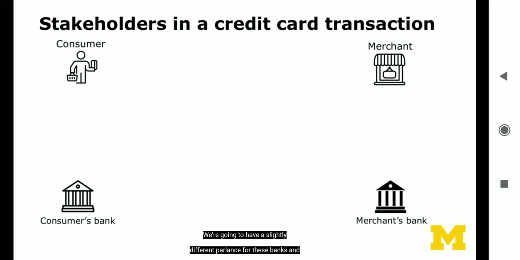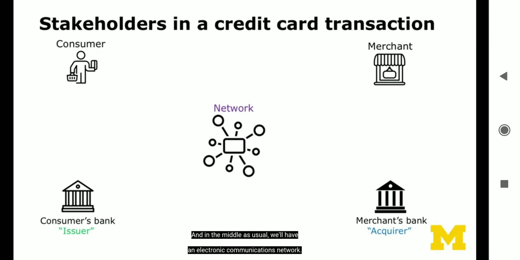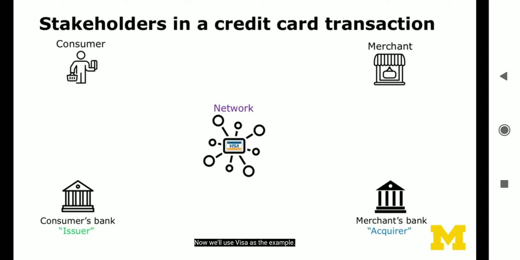We're going to have a slightly different parlance for these banks, and we'll call the consumer's bank the issuer because they issue the credit card and the underlying loan. The merchant's bank is called the acquirer, and that's where the merchant has their bank accounts to receive money. And in the middle, as usual, we'll have an electronic communications network. And we'll use Visa as the example.